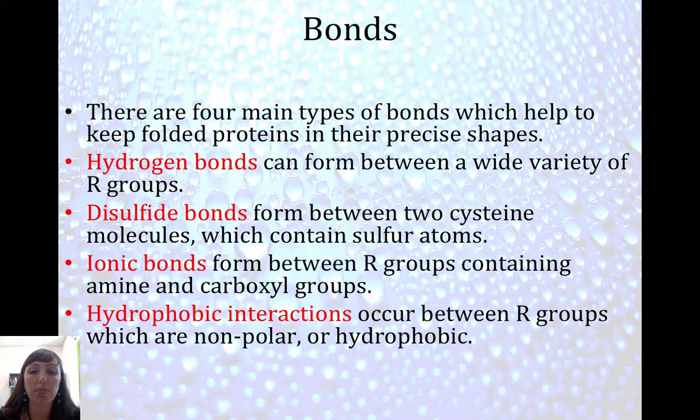So there are four main types of bonds that we just mentioned to help keep folded proteins in their precise shape. So first you have hydrogen bonds, and these can form between a wide variety of R groups. Then you have disulfide bonds. These form between two cysteine molecules, which contain sulfur atoms. Then you have ionic bonds, which form between R groups containing amine and carboxyl groups. And then you have hydrophobic interactions, which occur between R groups which are nonpolar or hydrophobic.